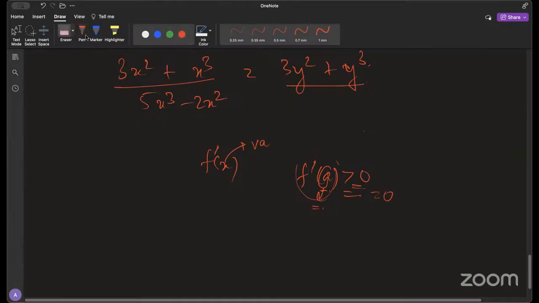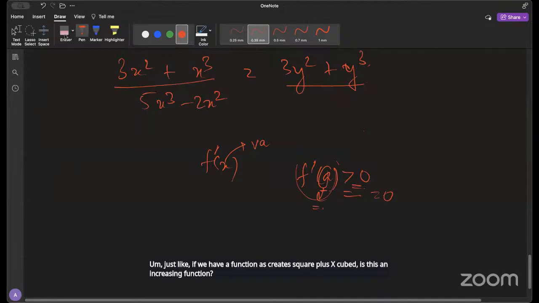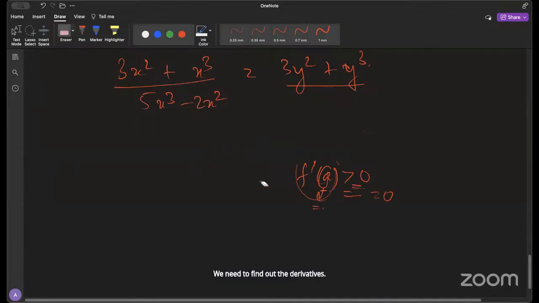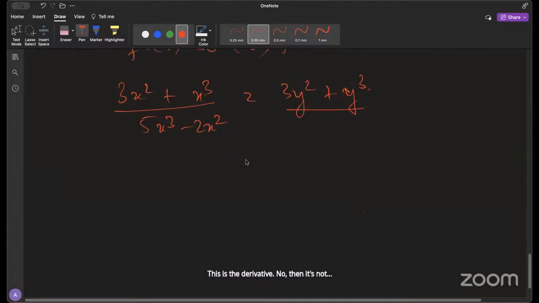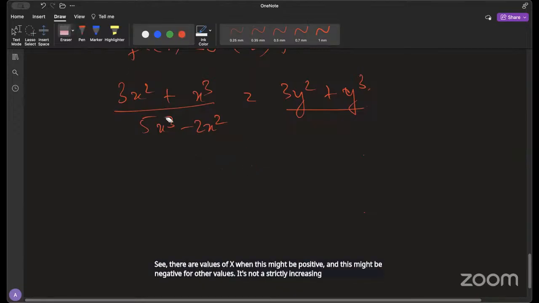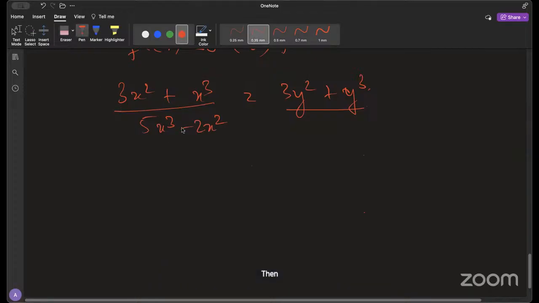Just like if we have a function as 3x square plus x cube, is this an increasing function? You need to find out the derivative. If it turns out to be something, then no, it's not. See, there are values of x when this might be positive and this might be negative for other values. So it's not strictly increasing. Whatever function's derivative this is, it's not a strictly increasing or strictly decreasing function.